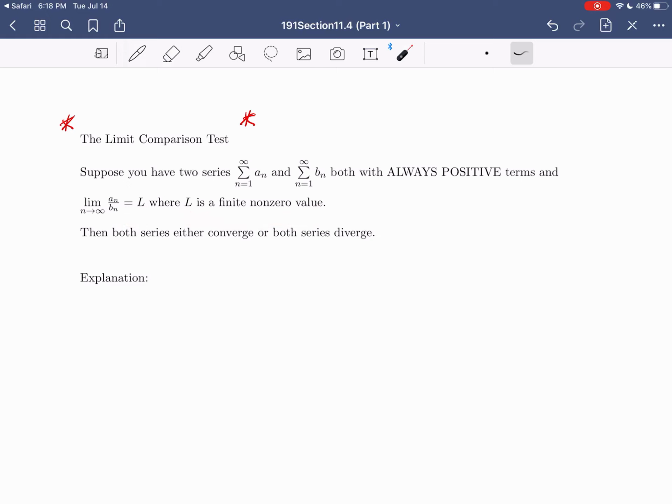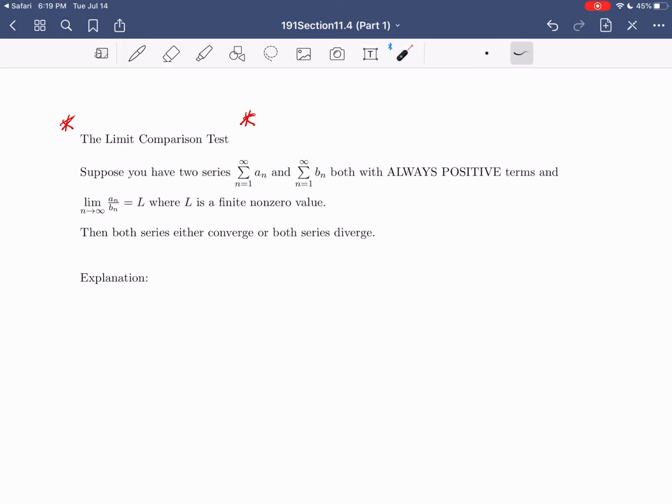So if you can show that the ratio of the terms has a finite non-zero limit, then both series either converge or both series diverge. In other words, if you can show this, then you automatically know that these two series have the same behavior. They either both converge or they both diverge.